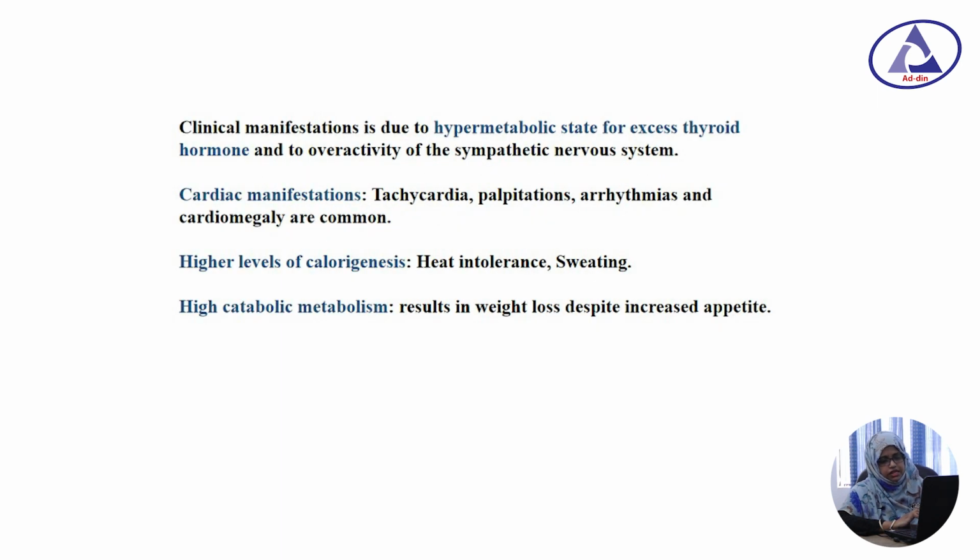Now, what are the clinical manifestations of hyperthyroidism or thyrotoxicosis? As thyrotoxicosis is a hypermetabolic state, there is overactivity of the sympathetic nervous system, and so there are various visceral system manifestations. In cardiac manifestation, the patient may present with tachycardia, palpitation, arrhythmia, and cardiomegaly. And due to a higher level of calorigenesis, there is heat intolerance and sweating, and high catabolic metabolism results in weight loss.